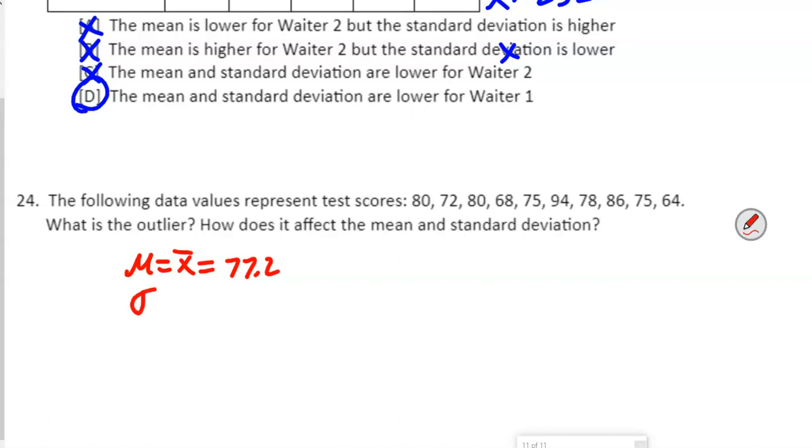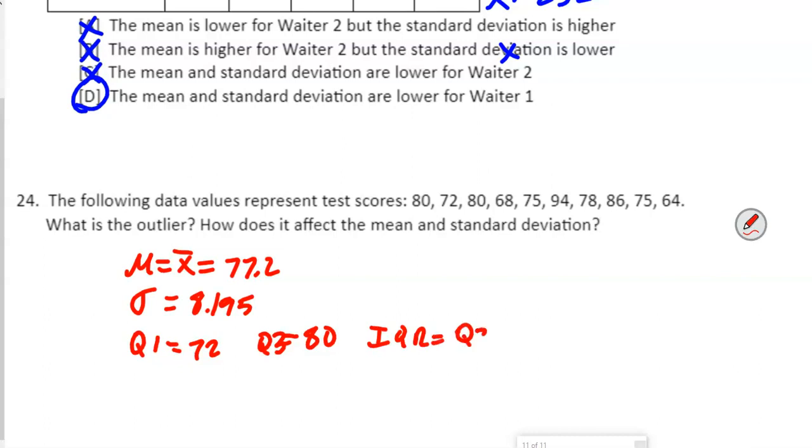Our standard deviation was 8.195. We also need our Q1, which was 72. We need our Q3. That's 80. We're going to subtract those to get our IQR, remember. So we're going to subtract Q1 from Q3, so that's going to be 80 minus 72. That's going to give us 8.